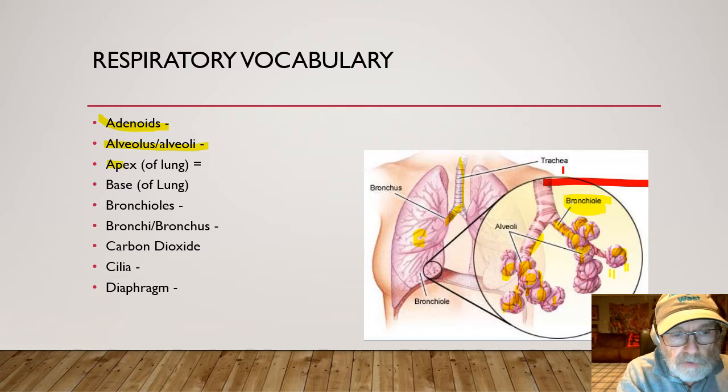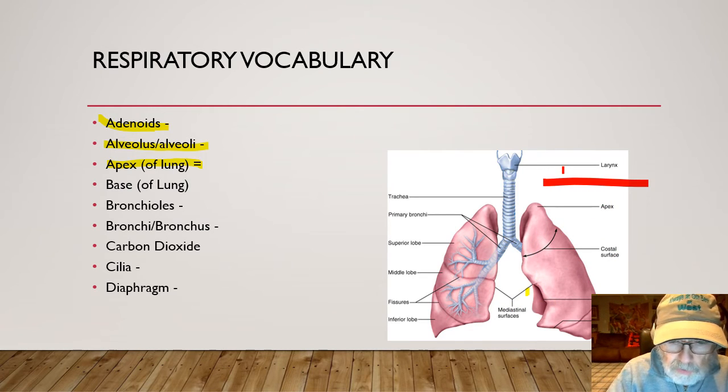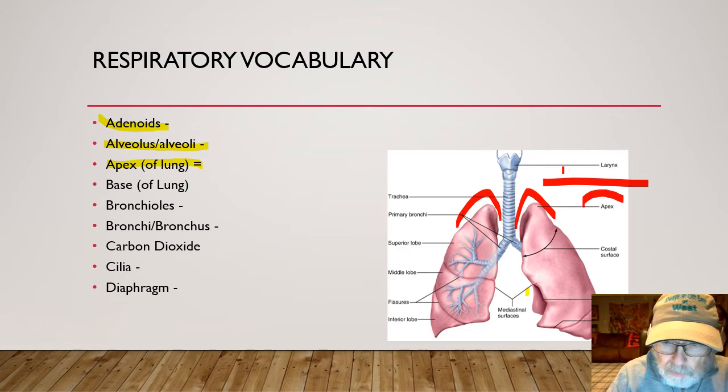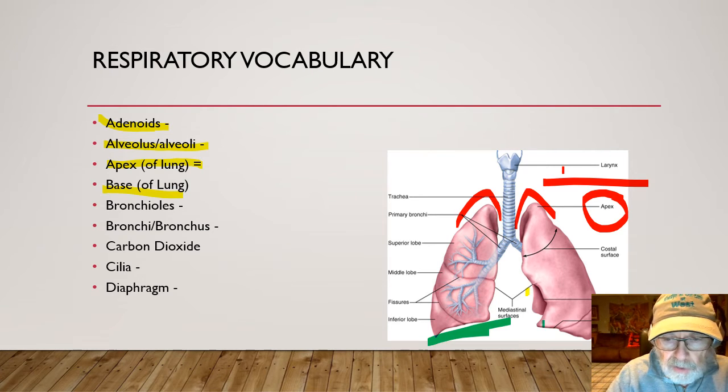The next word we have here is apex of the lung. When we look at this diagram right here, this makes a lot of sense. If we look at the top of the lung in this area, which comes to a point, that area up there is called the apex. So the apex of the lung is the top area of the lung where it comes to a point. The base of the lung is just the opposite. The base is the flatter area at the bottom.